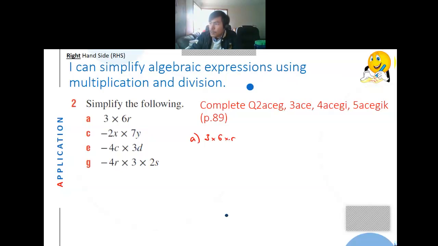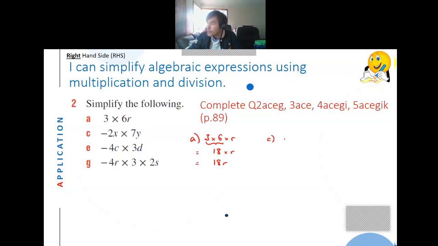The next bit we're going to do is multiply the numbers together. So 3 times 6, that's going to give us 18 times r, and that means we can just rewrite this without the multiplication sign as 18r. Later on, when you are used to this, you can go straight from 3 times 6, that's 18, and then we just have the letter r left.